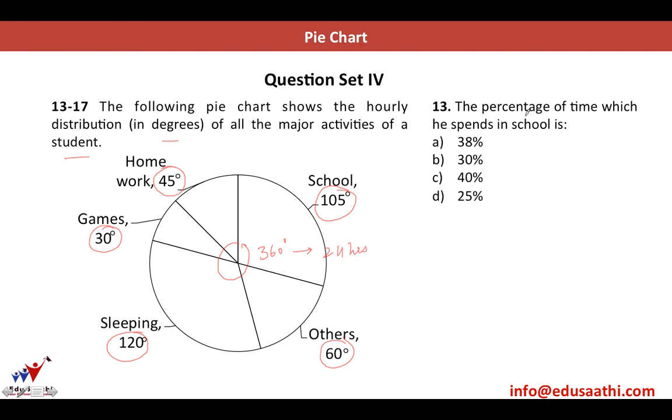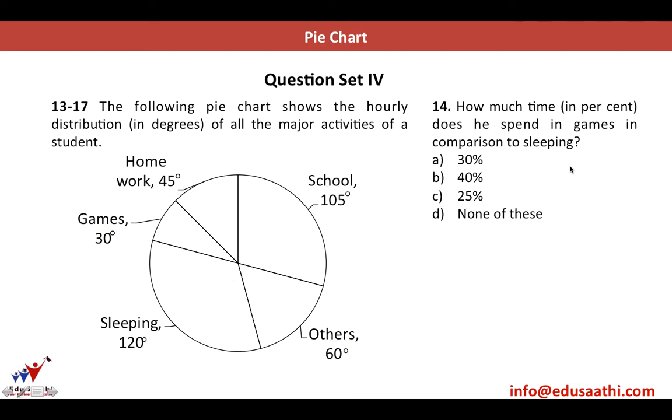Let's look at the first question. The percentage of time which he spends in school is, so he spends in school 105 degrees out of a total of 360 degrees he has in a day. So this multiplied by 100, you'll get the answer somewhere close to 29%. So the closest answer option here is the B part.